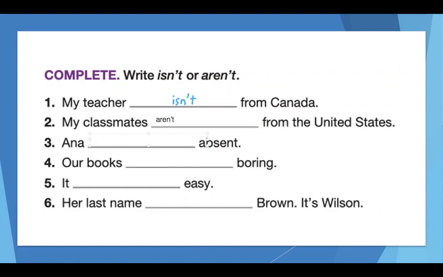All right, now Anna is just one person. So would you say isn't or aren't? We would say isn't. Anna isn't absent. Now number 4, our books. So there are 2 or more books. Would you say isn't or aren't? This one is our books aren't boring.